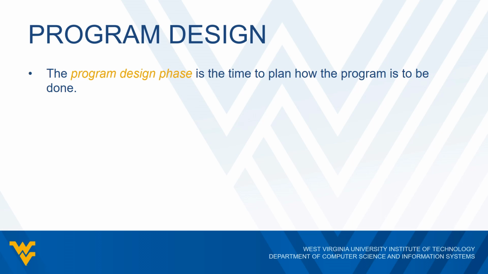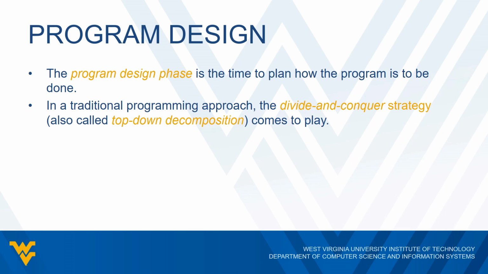So the program design phase is going to take care of how we're going to do this. How are we going to implement what we specified in the problem specification document? Now, there are a couple of approaches that we can use for this. In a traditional programming approach, we can use a divide and conquer strategy. Sometimes this is also called a top-down decomposition.